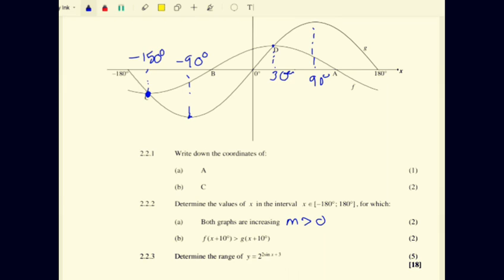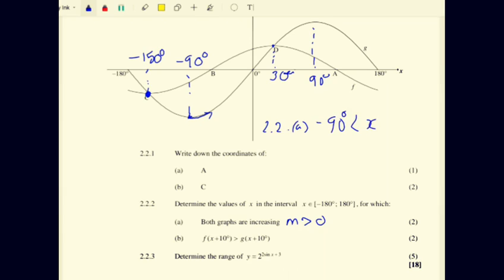But if you focus again on the graph of g, you discover that the gradient starts being positive right here, at minus 90. So we can clearly see that at minus 90, both graphs are now beginning to have a positive gradient. So for 2.2a, we can see that the first point is going to be minus 90 degrees.